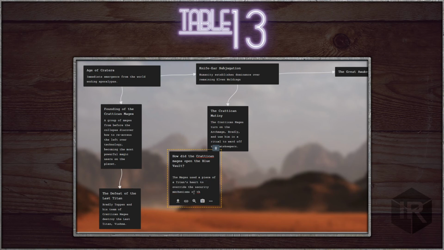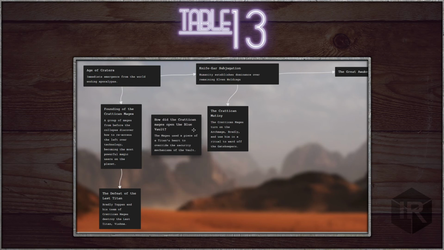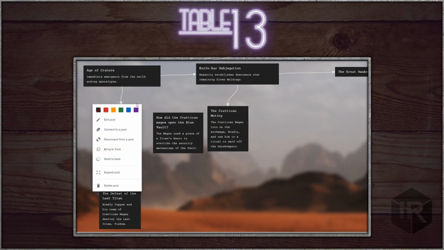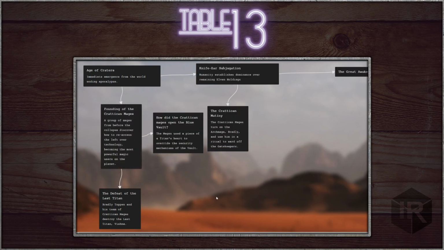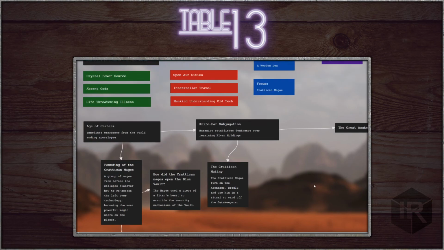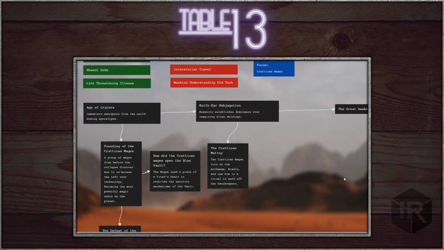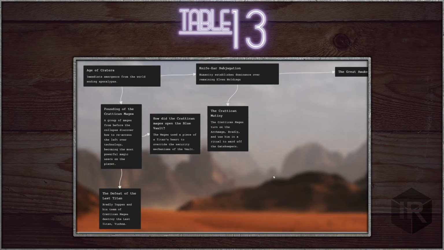All right. So the mages used a piece of the Titan's heart to override the security mechanisms of the vault. Now I'm going to do this thing where I shrink them down and move them side by side, so you'll stop messing with it. All right, so that is a scene.